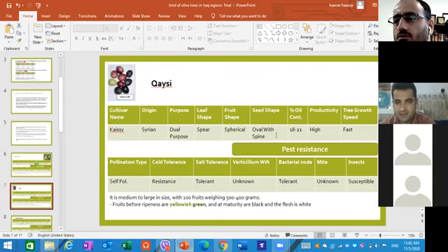And the seed shape is oval with the spine, and the oil content is between 18 to 21. Productivity is high, and growth speed is fast.